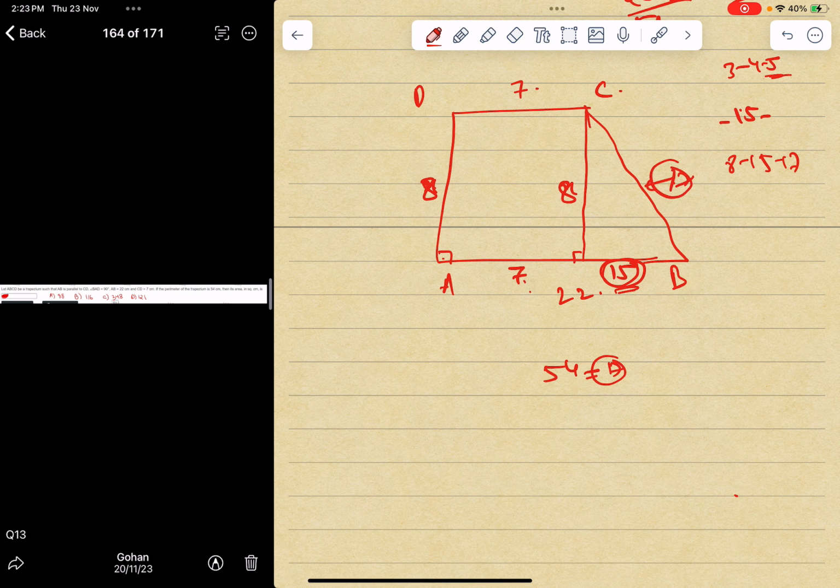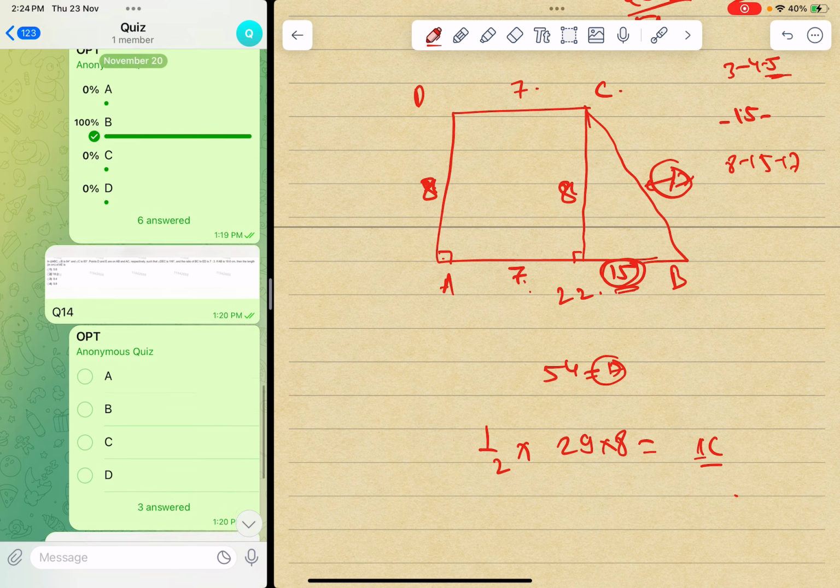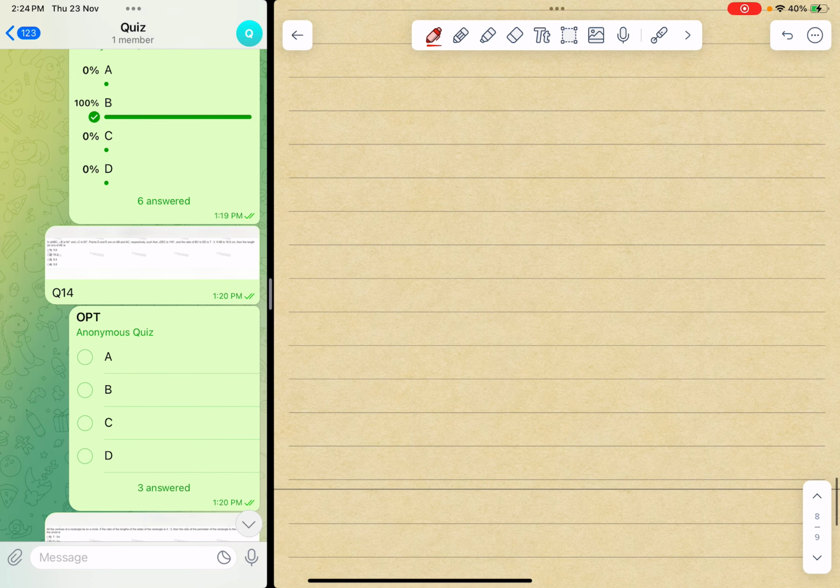The question is to find the area. Very easy. Half of the sum of parallel sides is 29, height is 8. Area is how much? 116. That's it. B looks the answer. Yes, correct. Easy one. Many of you got it correct as well.